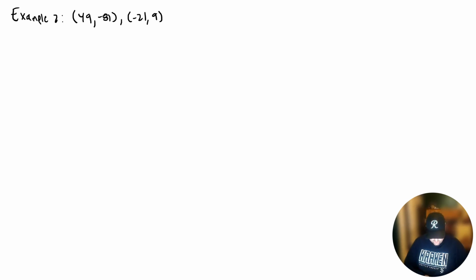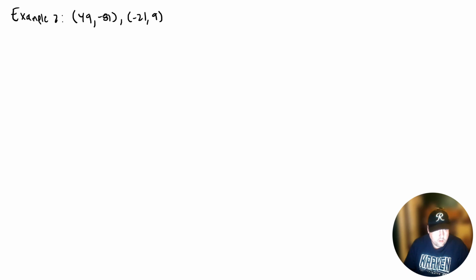Okay, so here's example 2. Now the points on the line I want to find are (49, -81) and (-21, 9). So we're going to do the same exact thing here. We're going to first set up my system.